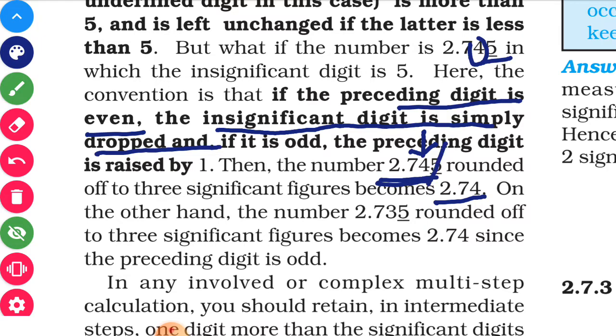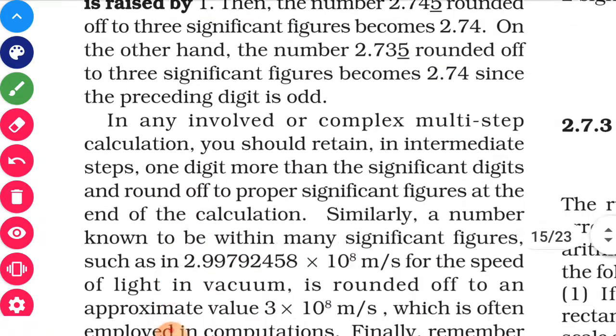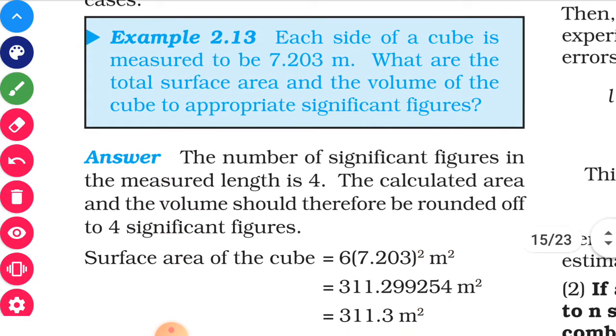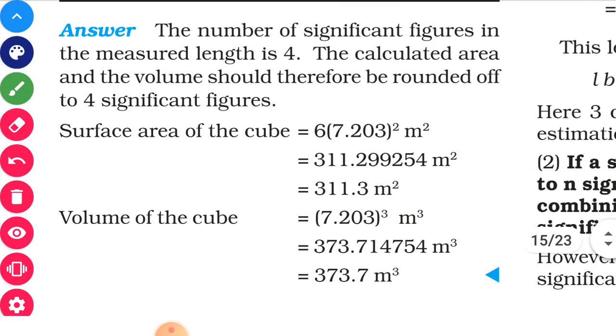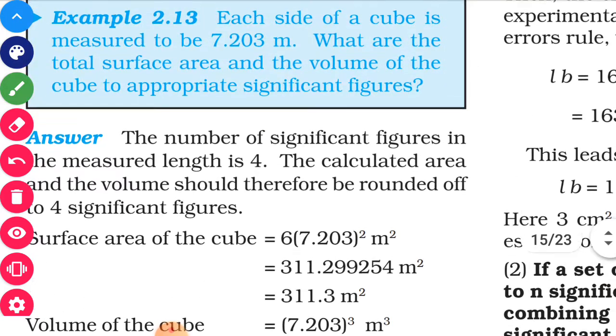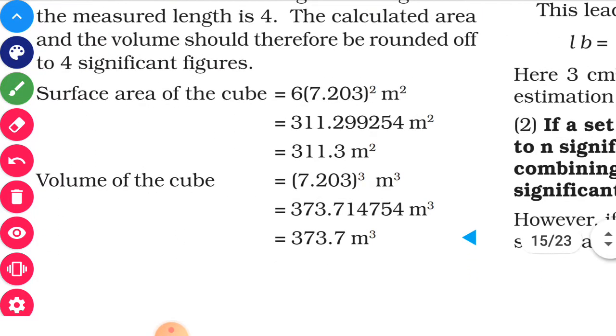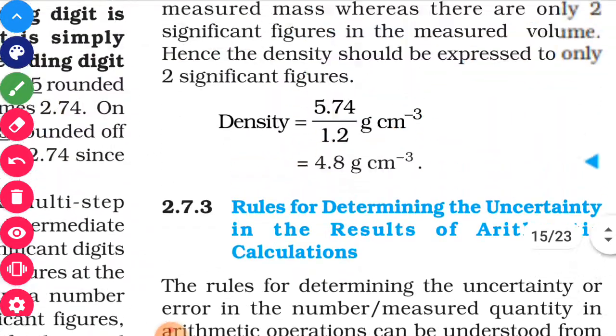And if it is odd, say for example 2.735, then this is rounded off by increasing this odd digit by 1, so it becomes 2.74. So if it is odd, the preceding digit is raised by 1. These are the rules that you should keep in mind, and accordingly this is calculated. The surface area of the cube is found and the significant numbers are rounded off by taking into consideration the rules.